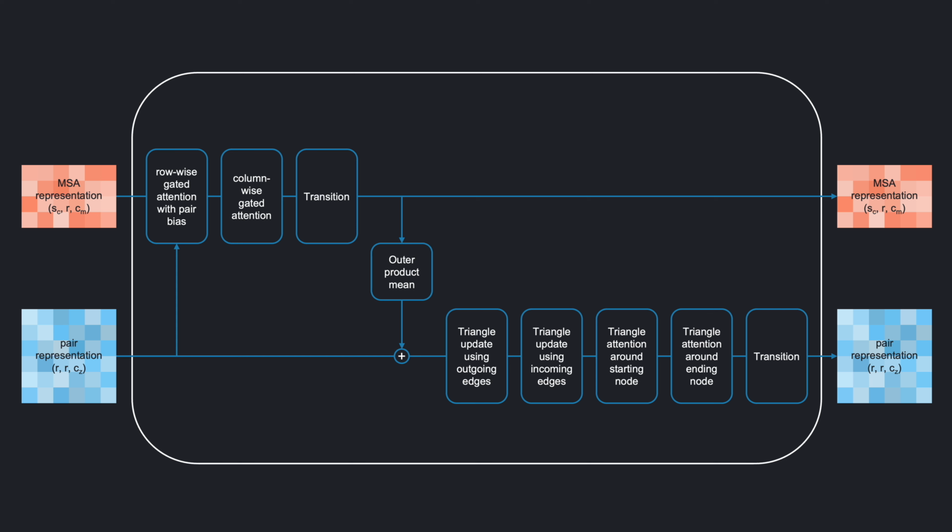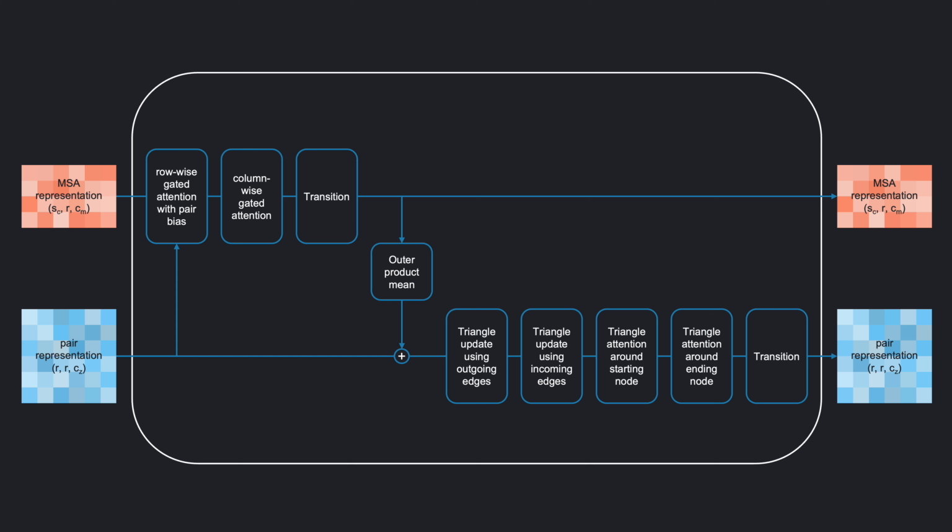The modules in the pair stack look a little stranger. The two attention blocks, triangle attention around starting node and triangle attention around ending node, are basically row-wise and column-wise attention as well, using the pair representation itself as bias. The name triangle attention comes from a cool interpretation of the entries that explains the use of the bias as completing the third edge of a triangle in a graph.